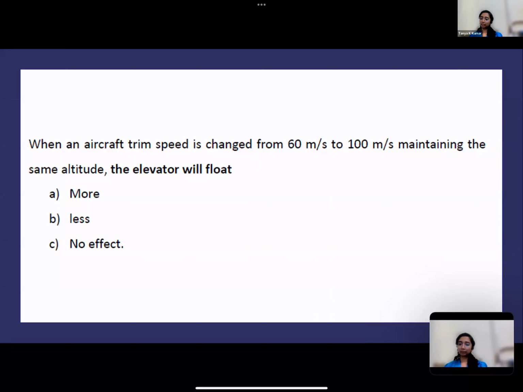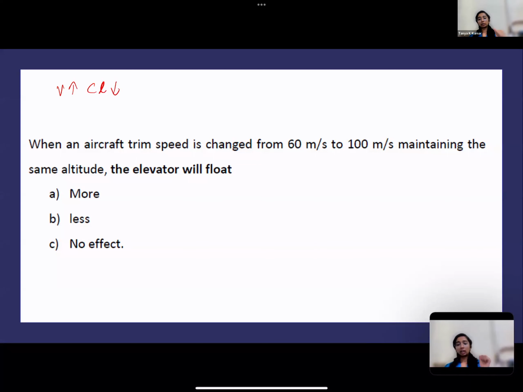So what happens here is that your speed is increasing, right? So velocity is increasing. When you have to maintain the same altitude, what do you do? If the velocity increases, we need to reduce your CL. Correct? Is that clear?